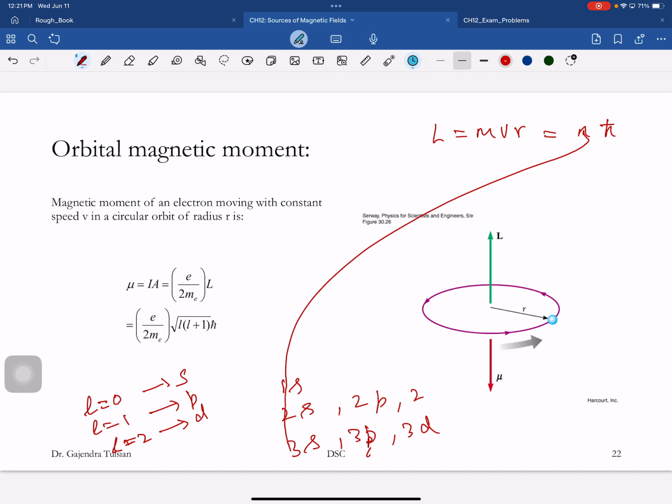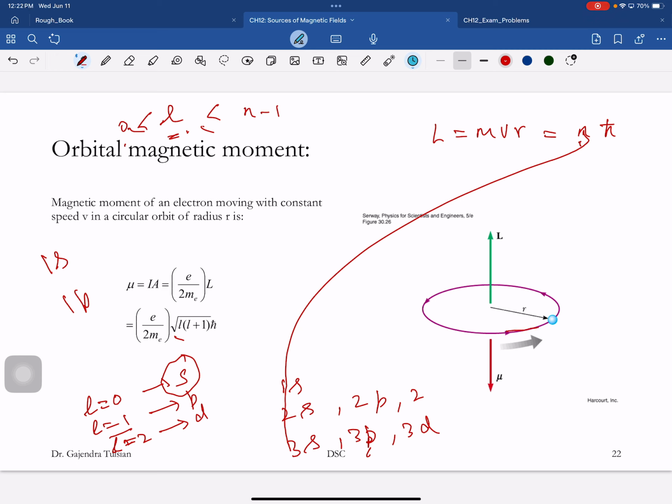Yep. L can only go from 0 to n minus 1. Okay, so for n equal to 1, L can only be 0, which is, so you can only have one s orbital. You can't have one p orbital because L can't take values of 1. Okay. All right.